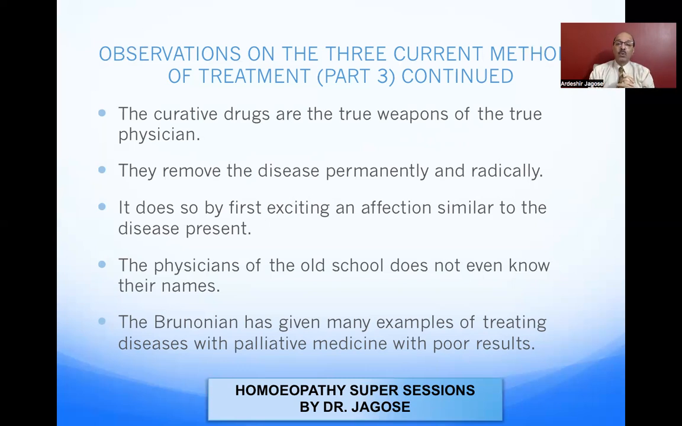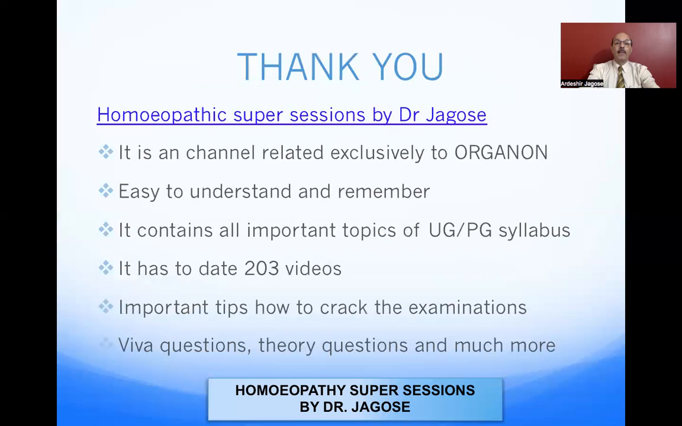And the physicians of the old school do not even know their names. So Hahnemann has given many examples of treating diseases with palliative medicine with poor results. The Brunonian system of medicine is given in the 6th edition of the Organon, in the footnote, about how it works and what its effects are.